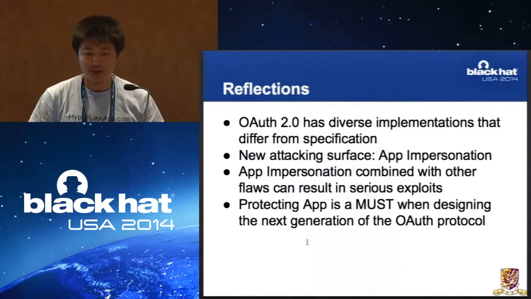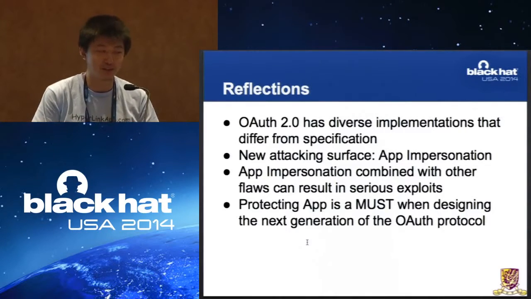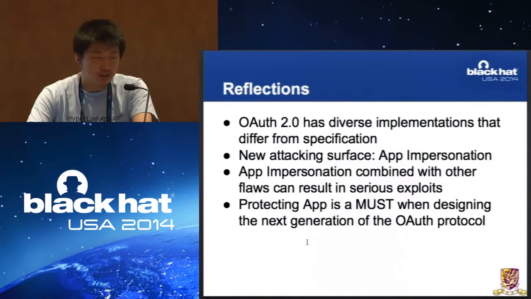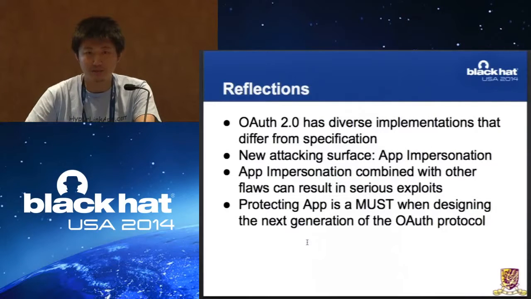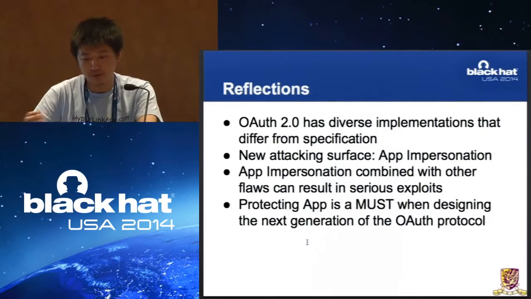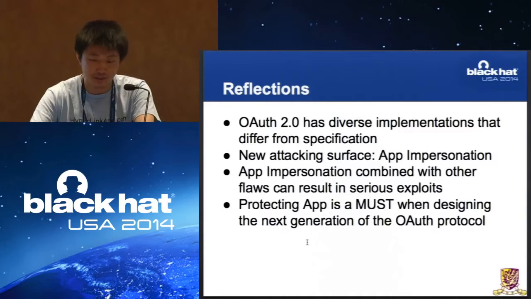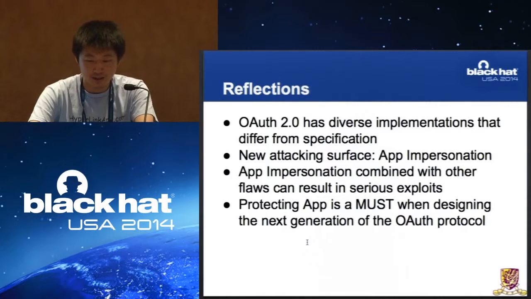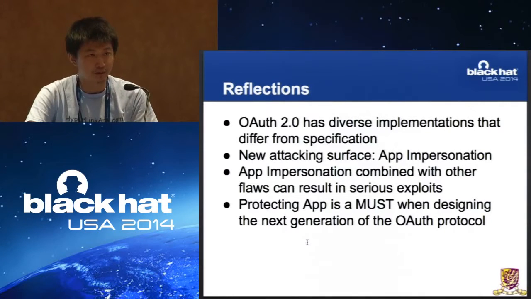And the reflection from this study is that OAuth has some diverse implementations that differ from the specification. And our study reveals a new attack surface that we call app impersonation. App impersonation itself is not very serious, but when combined with some specifics of different providers, it may result in some bad consequences. And we also show that, given this problem, protecting the app is a must in the design of the next version of the OAuth protocol.